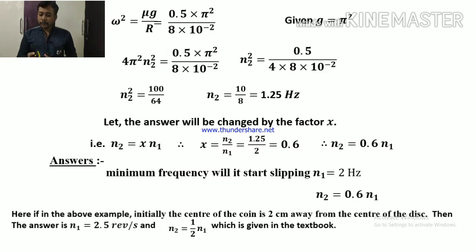But if we observe the answer of this example in the textbook, then it is given as n1 is 2.5 revolutions per second and n2 is equal to 1 upon 2 n1. The answer is correct if small r is taken as 2 centimeter instead of pi centimeter. In the textbook, pi centimeter is given. If we take small r as pi centimeter, then the correct answer is n1 is equal to 2 hertz and n2 is equal to 0.6 n1. But if we take 2 centimeter instead of pi, then the answer is 2.5 revolutions per second and n2 is equal to 1 upon 2 n1.